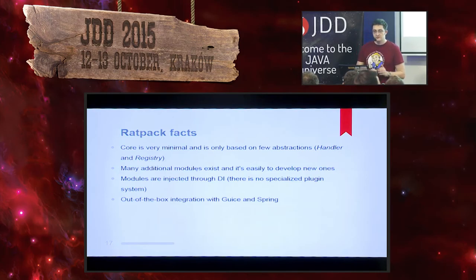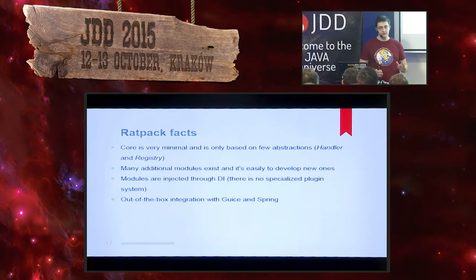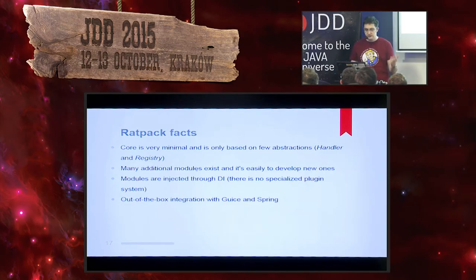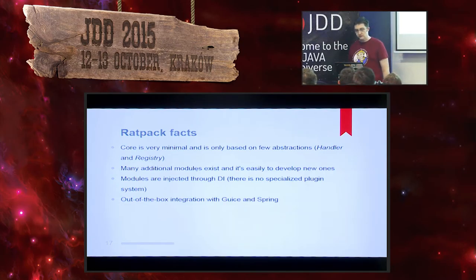So the core of Ratpack is very minimal. It's just based on a few abstractions, and it's really few of them. Handler, registry, context, that's basically it, seriously. It's very simple, but very powerful at the same time. There are many additional modules that enhance Ratpack, but most of them are in the core repository in GitHub. Most of them are very generic, but still quite enough to solve the majority of the use cases that HTTP application developers usually face.